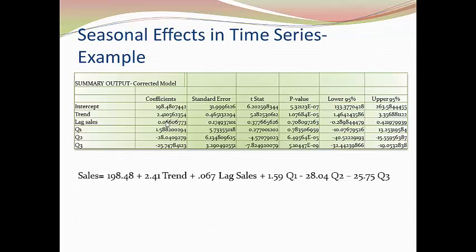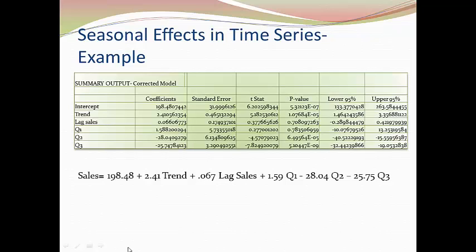So obviously when I run the corrected model, there's one less total observation included in there. And here I was doing this for quarterly data, so you will notice there are 4 quarters in the year, and I only ran it with 3 quarters of dummy variables included. Quarter 4 would just be my reference quarter, so my equation for sales in quarter 4 would be 198.48 plus 2.41 trend plus 0.067 lagged sales.